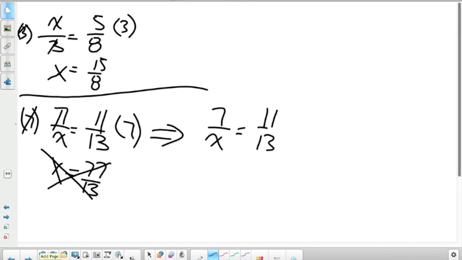Yeah, so I'm hearing the answers "cross multiply." That's not a math operation. It's a shortcut. Okay? So I want you to understand why cross multiplying works.